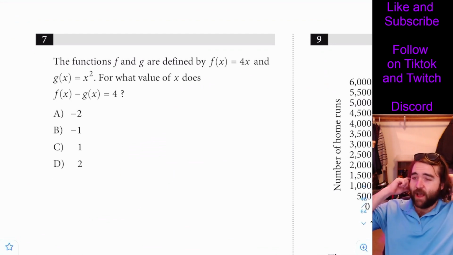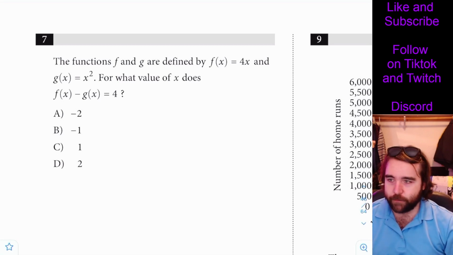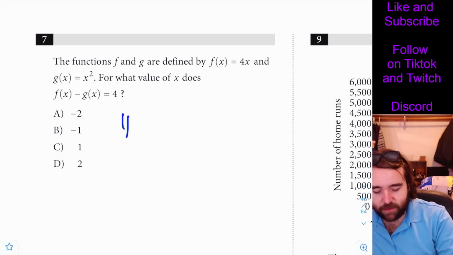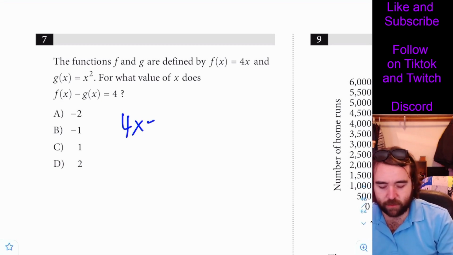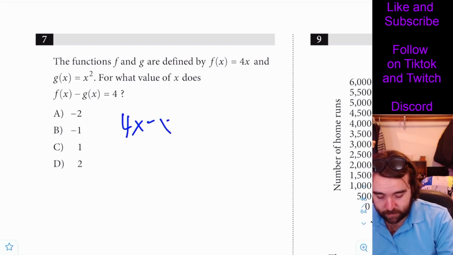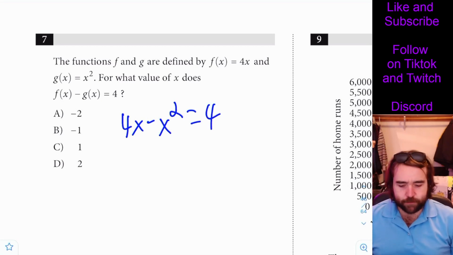So the functions f and g are those. For what value of x does f of x minus g of x equal 4? These questions are kind of different than what I've seen before, but they're all stuff you should do. Here you just say, what is f of x? f of x is 4x. What is g of x? x squared. So f of x, 4x, minus g of x, x squared, equals 4. And now we just got to solve for x.